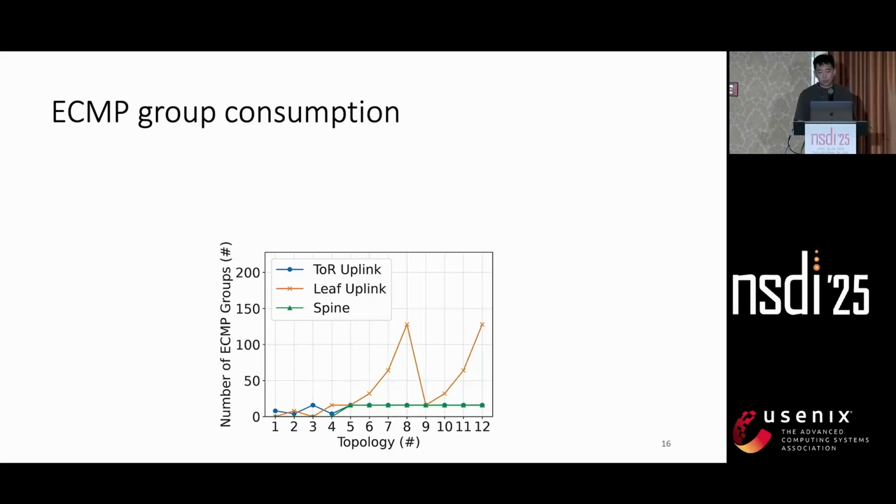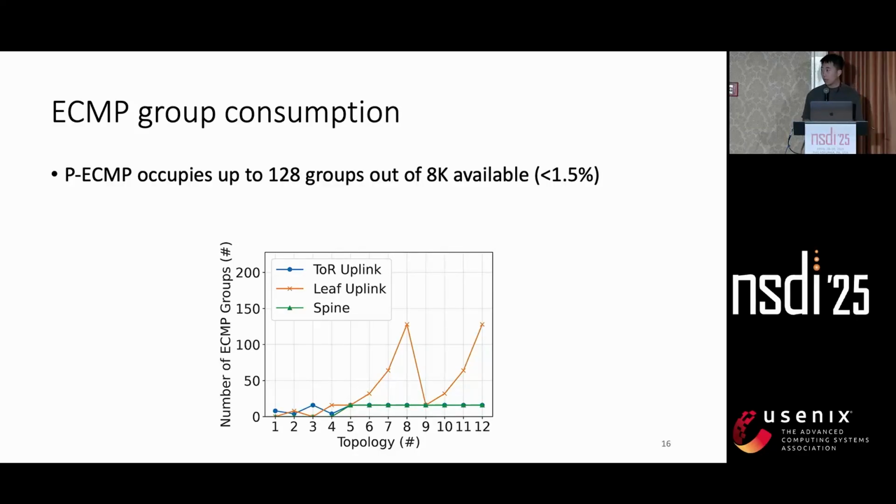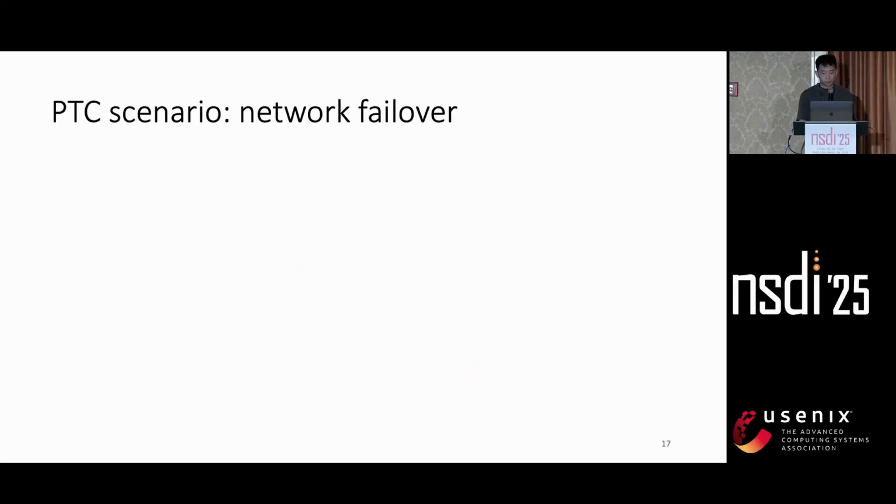And we can see that the maximum number of ECMP groups is actually 128. But switches today have over 8,000 ECMP groups. So PECMP only consumes less than 1.5% of total space, which is totally acceptable. This is not a concern at all.